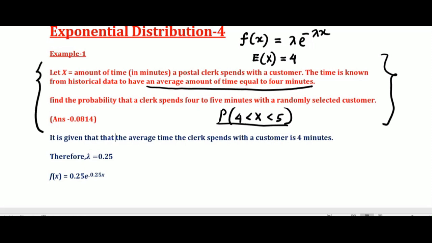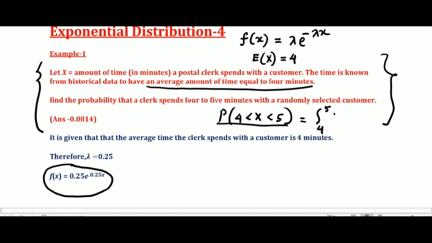Now that E[X] is 4 given, then what is lambda? Remember last time we derived E[X] is 1 upon lambda. So what is f of x? You check whether this is correct or not. Now you find this probability, you have to integrate 4 to 5 f of x dx, right?